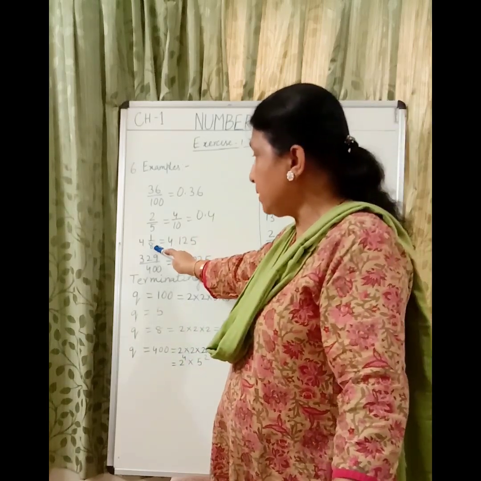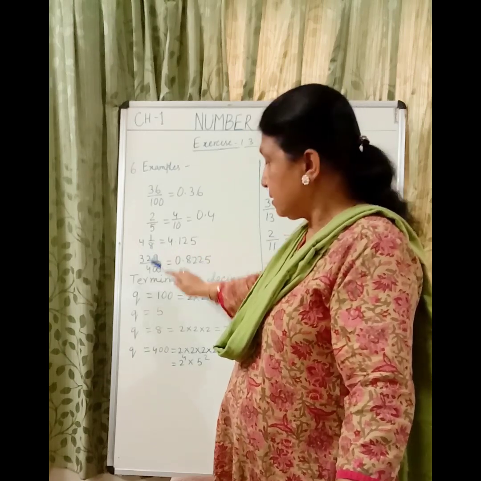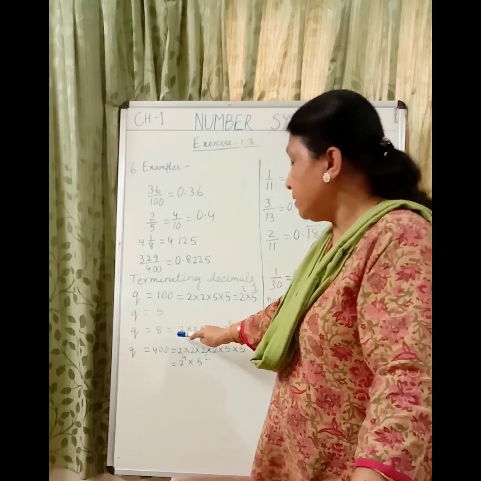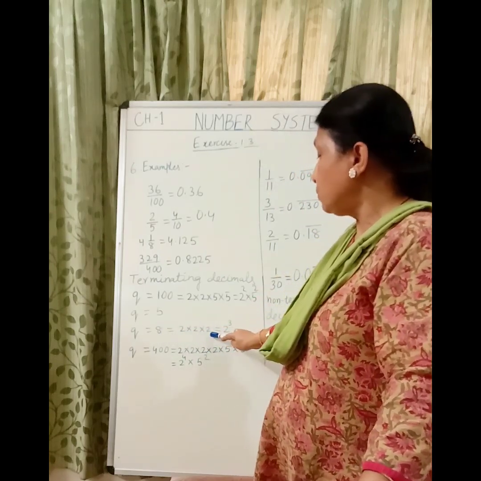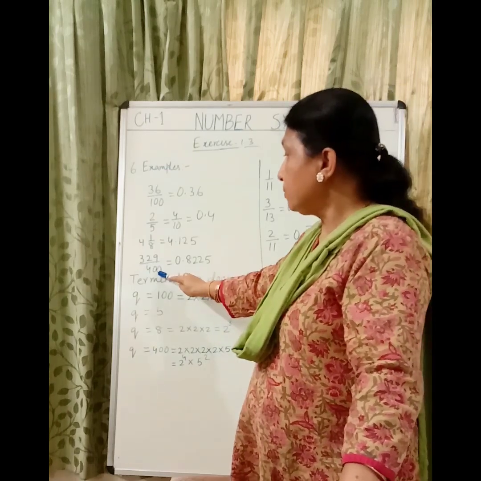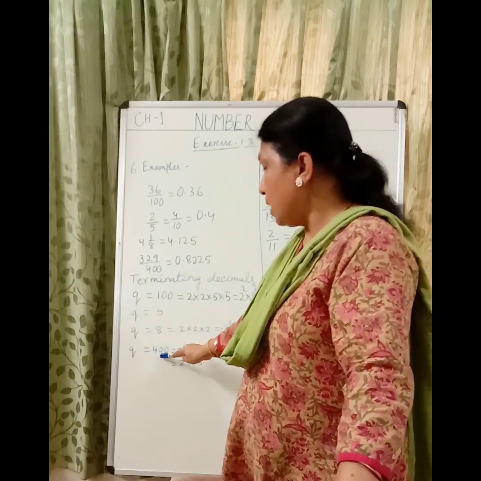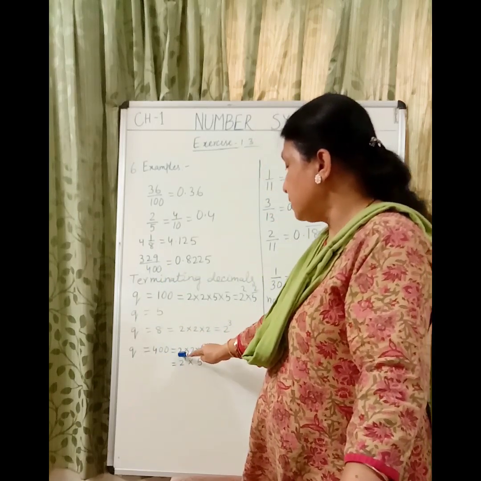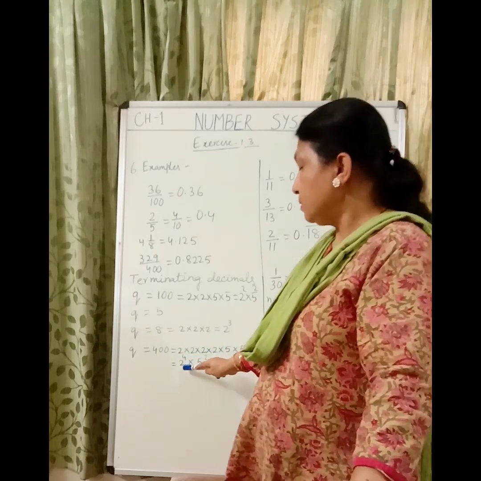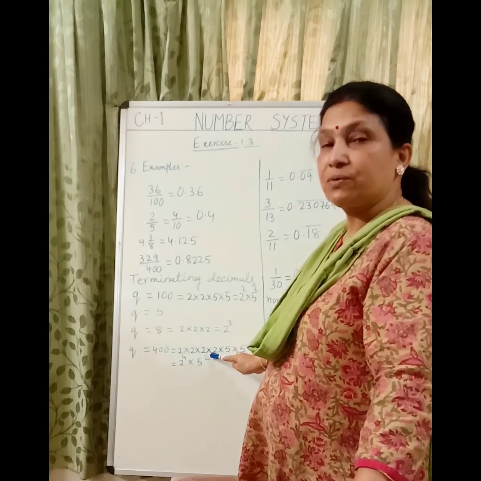Then the next example, 8 is the denominator. So Q is 8. 8 can be written as 2 into 2 into 2, that is 2 to the power 3. Finally, the next example, 400. 400 can be written as 2 into 2 into 2 into 2 into 5 into 5. That is 2 to the power 4 into 5 to the power 2, or 5 square.